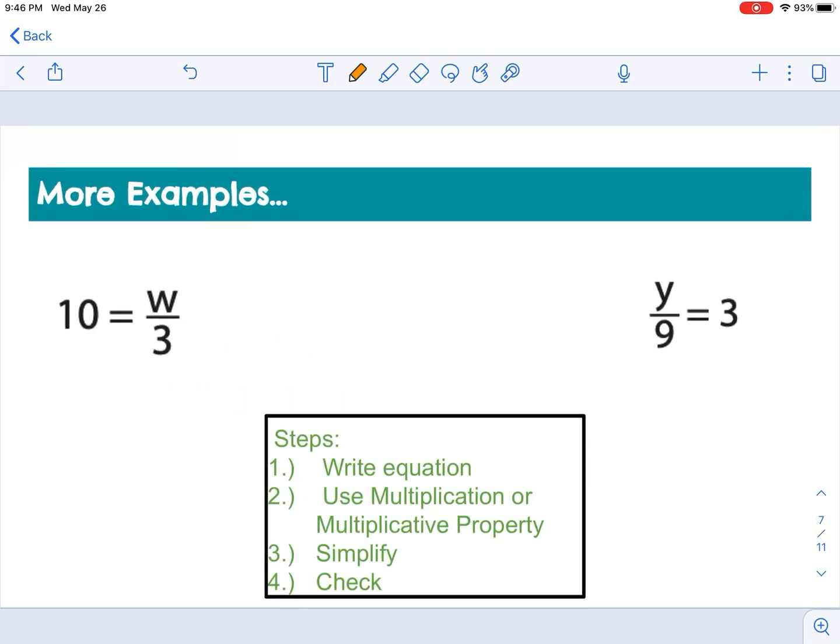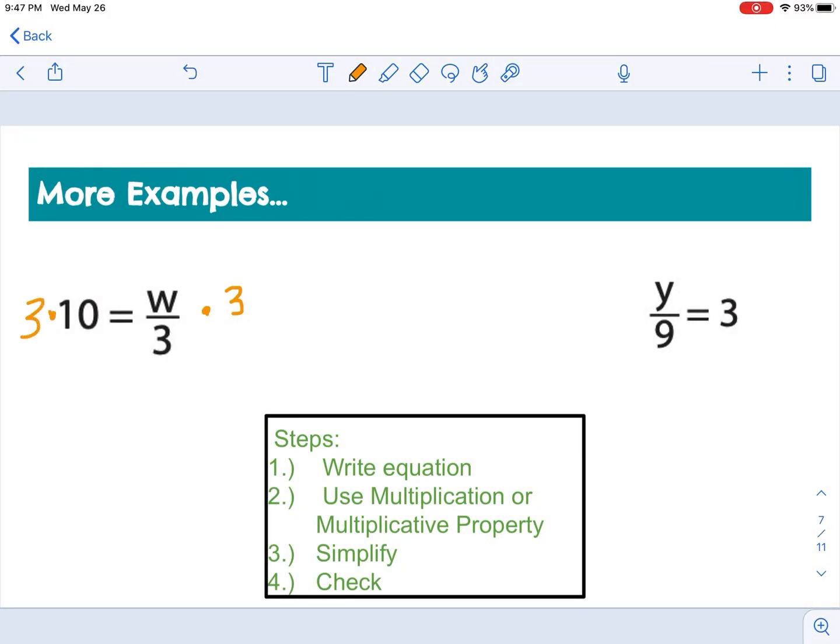All right, let's look at 2 more examples, and then you're going to try a couple on your own. So in this first one, I have 10 equals w divided by 3. So step number 1, write the equation. It's already written for us. Step number 2, use multiplication or the multiplicative property. So we're going to use multiplication to solve it because that is the inverse of division. So here I have w divided by 3. So I'm going to multiply each side by 3. And I can do parentheses, or I can write it with a dot, a times 3, like this.